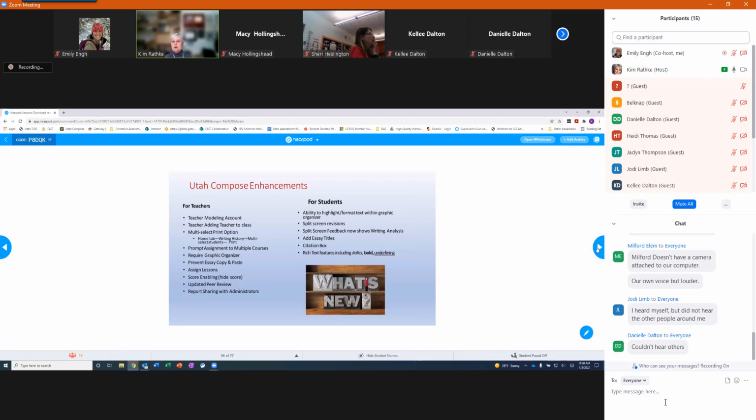You can now assign one prompt to multiple classes at the same time. You can require students to complete a graphic organizer that is within the program. You can also prevent essay copy and paste so that students can't just take the information out of the stimulus material and copy and paste it into their essays. One thing I will warn you about is that if you enable that, they also can't copy and paste within their essays. So if you're having them move paragraphs or anything, you'll have to turn that back off so that they can do that. You can assign lessons for students to work on.